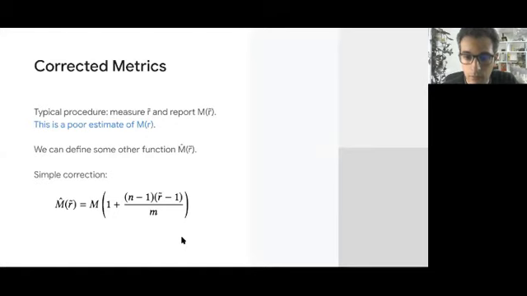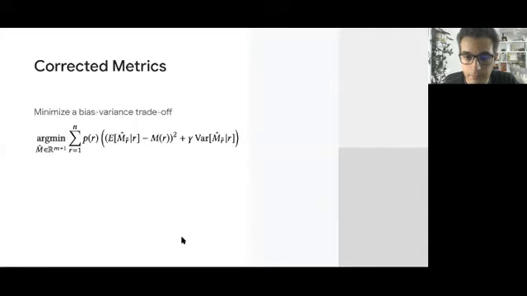In our experiment, this simple correction already gives some improvements. Another correction method is to minimize a bias-variance trade-off. This can be done by solving the following optimization problem. Remember that our goal is to define a function m hat of r tilde, but because r tilde can only take discrete values between 1 and m plus 1, this is the same as choosing a vector in R^(m+1).